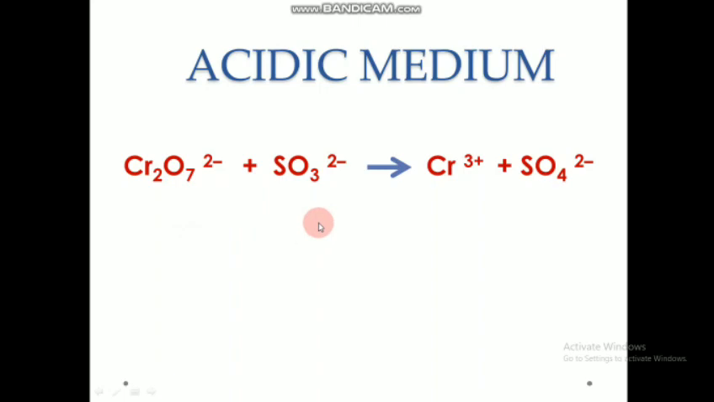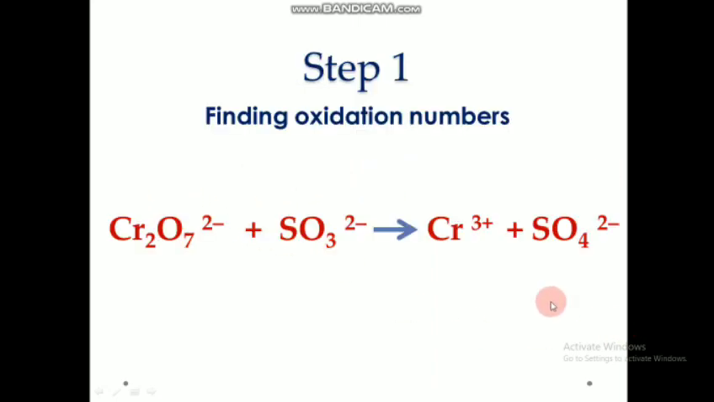Cr2O7 2- + SO3 2- gives Cr3+ + SO4 2-. So this is the example we are going to do today. So we will be following a stepwise procedure. So the first step to find out a balanced equation is to find out the oxidation numbers. We will be finding the oxidation numbers of individual atoms here.